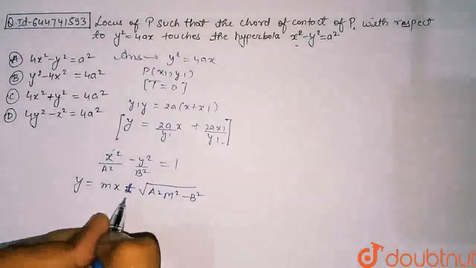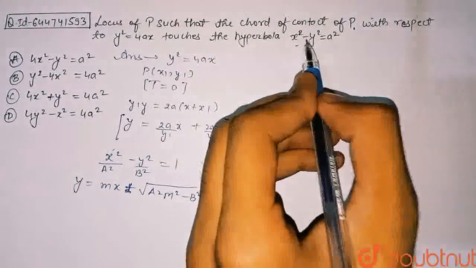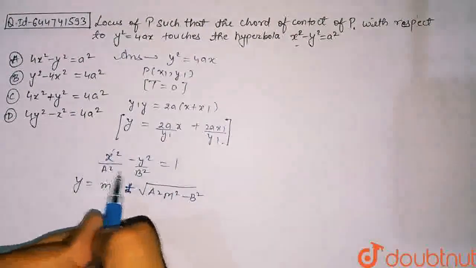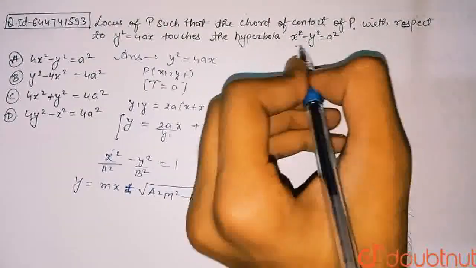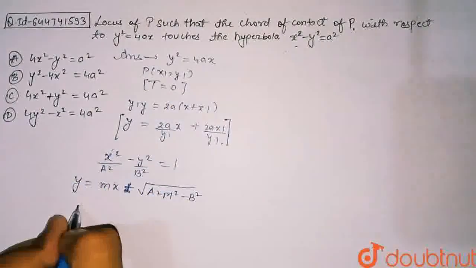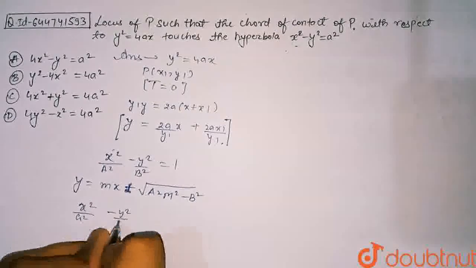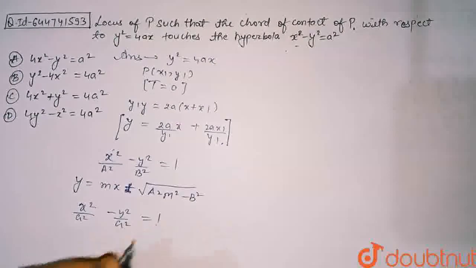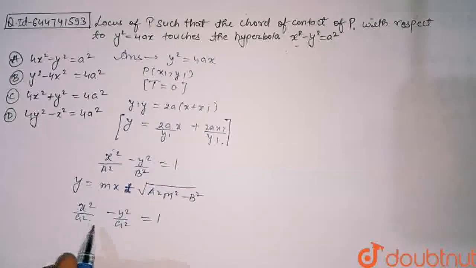Now we will find the equation of tangent for this hyperbola, because for this hyperbola the values of A square and B square are equal. So first we will convert this hyperbola also into standard form. Dividing this whole equation by a square, we get x square upon a square minus y square upon a square equal to 1. This is our hyperbola which is given in the question. So capital A square will be equal to small a square, and capital B square will also be equal to small a square. So we will substitute this.